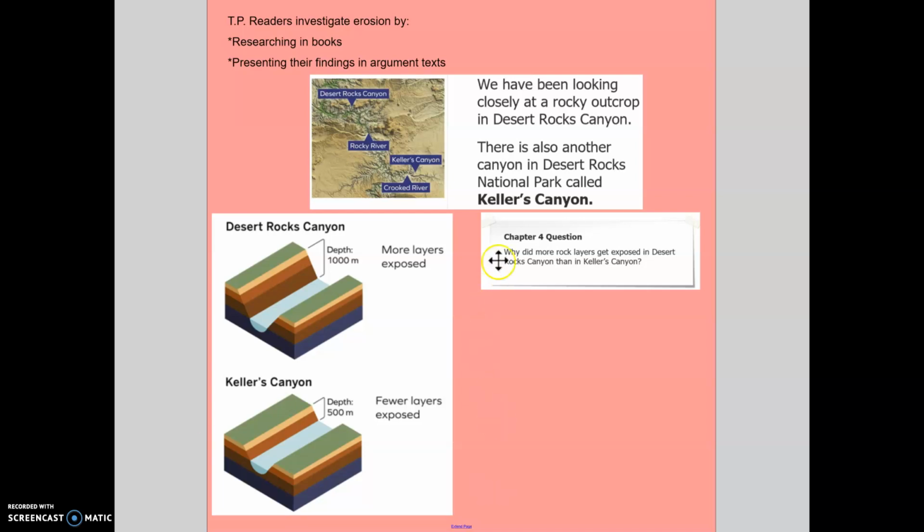Our question is, why did more rock layers get exposed in Desert Rocks Canyon than in Keller's Canyon? In other words, Desert Rocks Canyon has more erosion because it's deeper, and Keller's Canyon has less erosion because it is less deep or shallower.